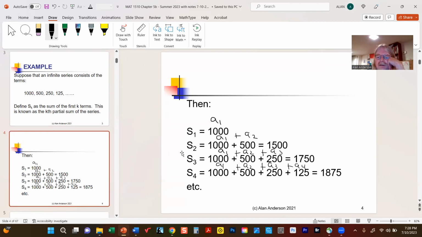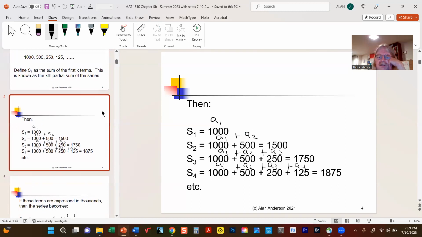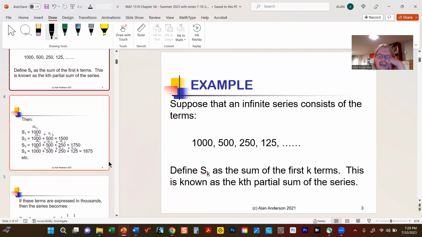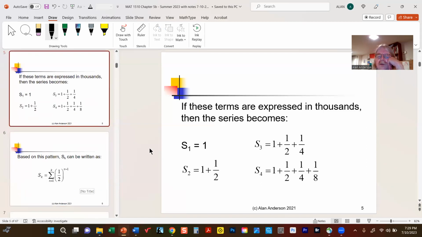Now here, we're going to do something a little different. What we're going to do is treat this as a series of terms where, let's say, these are dollars. Whatever we're referring to here, these are all measured in dollars. And of course, it's hard to see a pattern here: 1,000, 1,500, 1,750, 1,875. Unless, here's a clever idea. Why don't we measure these terms in thousands of dollars instead of just dollars?